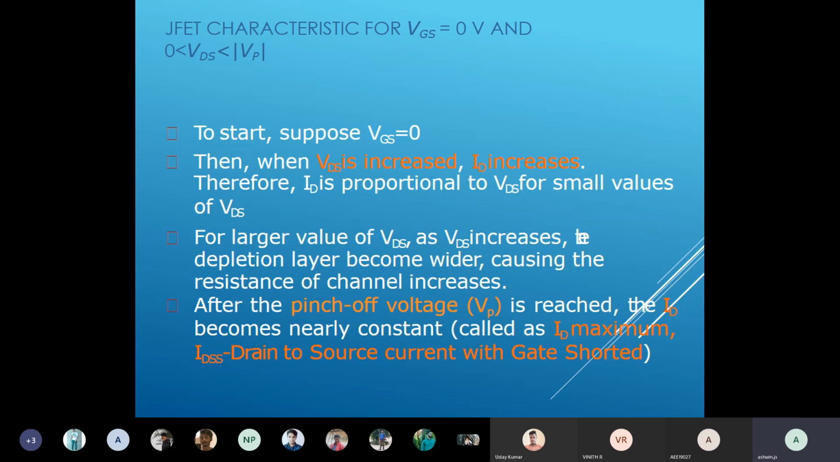For large values of VDS, as VDS increases, the depletion layer becomes wider, causing the resistance of the channel to increase. Due to that, the current becomes constant. After that there won't be any increase, it becomes a straight line. After the pinch-off voltage VP is reached, ID becomes nearly constant, representing ID maximum: the drain to source current with gate shorted, shorted meaning it is grounded.